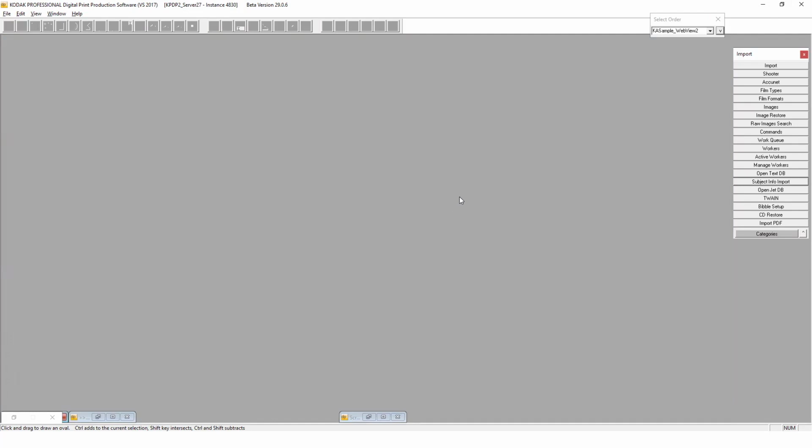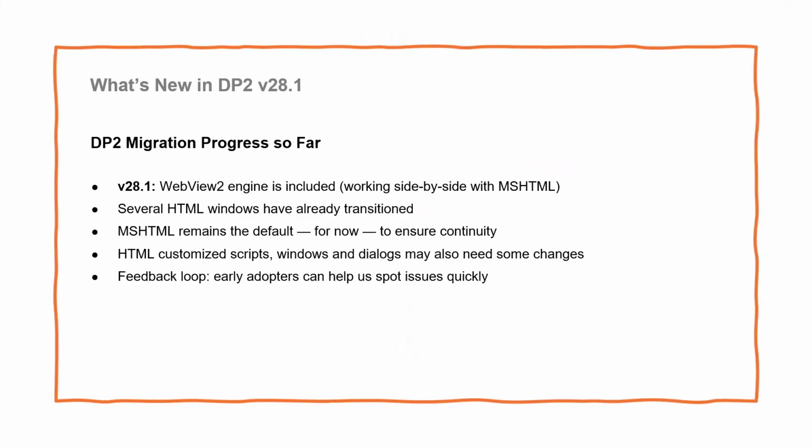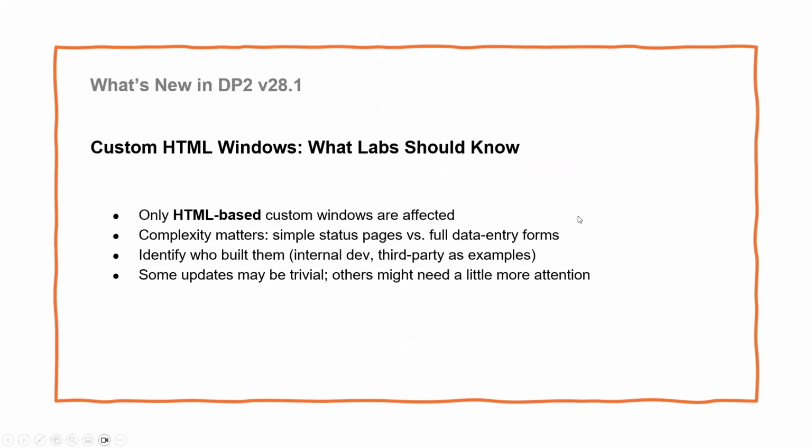So I'm going to go back to my PowerPoint. I know I don't always do that, but I want to talk a little bit about what happens for labs that are doing custom HTML windows. So you've changed things and you've added a new window or you've added some other type of functionality or script in DP2. So I want to say first, only HTML-based windows are affected. So if you've developed custom windows and they're not using HTML at all, then they don't have to change. There's nothing for you to do.